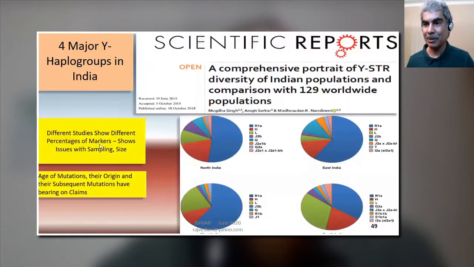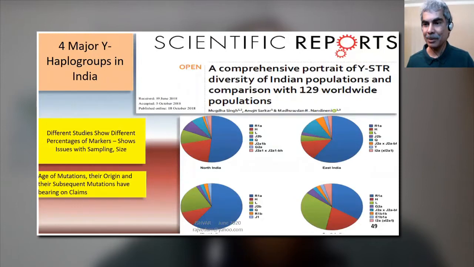So the question to ask is, why do different studies show different percentage of markers? That means there are issues with the sampling that you use, the size of the population, the mix that you use in the population, and so on. So one has got to see the age of the mutations, their origins, subsequent mutations before one starts making claims. These red flags are what I'm calling out and saying, look, there are problems. These are all studies, data-dependent outcomes. These are not global studies. One has got to be narrow with the claims. You must say that in the context of the data that I've used, here's a narrow claim that you can make.